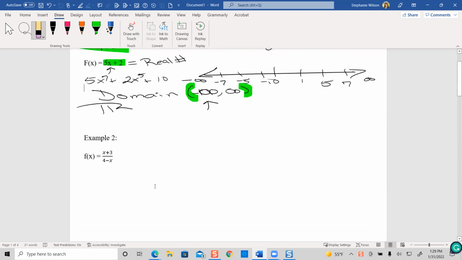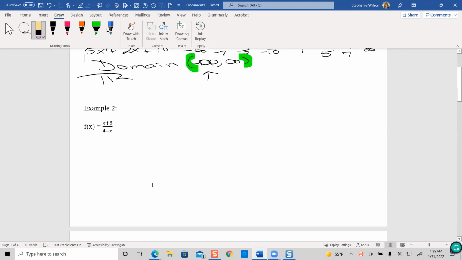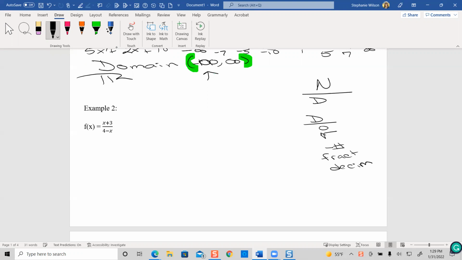Well, let's look at example 2. If you notice, example 2 is a fraction. So in a fraction, there are going to be some restrictions. And how do I know that? Because there's a rule. In the denominator, and I'm going to write it like this, in the denominator, you cannot have 0. You cannot have some kind of root. You can't have a negative number. Can't have a fraction. Can't have a decimal. Can't have an imaginary number.